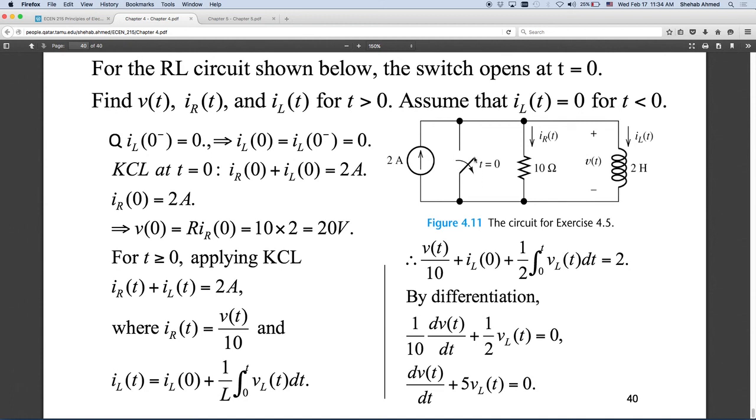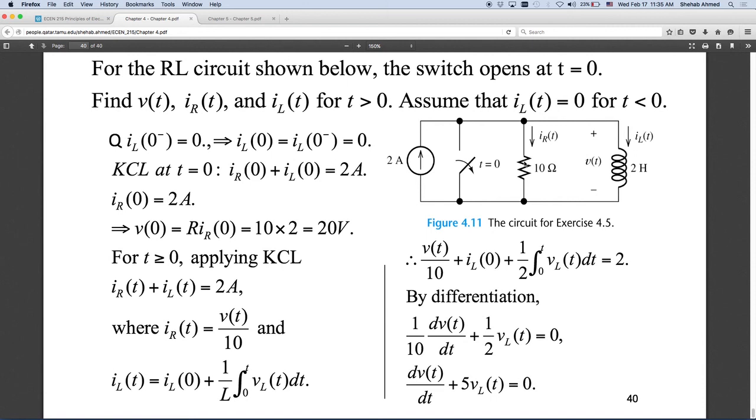Right? And then you will open the switch. If you open the switch, this 2 amps is going to try to flow into this branch and this branch. The inductor will impede the variation of current, right? It will require time for the current to start flowing in the inductor. So what is the initial value of inductor current that we expect? 0. But what is the initial value of resistor current? It's exactly 2 amps. So the initial value of resistor current is 2 amps, the initial value of inductor current is 0.